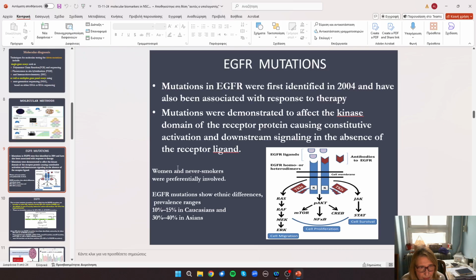EGFR mutations were most frequently observed in women and never smokers and show ethnic differences. They are prevalent in Asians. They are more prevalent in Asians than Caucasian populations.